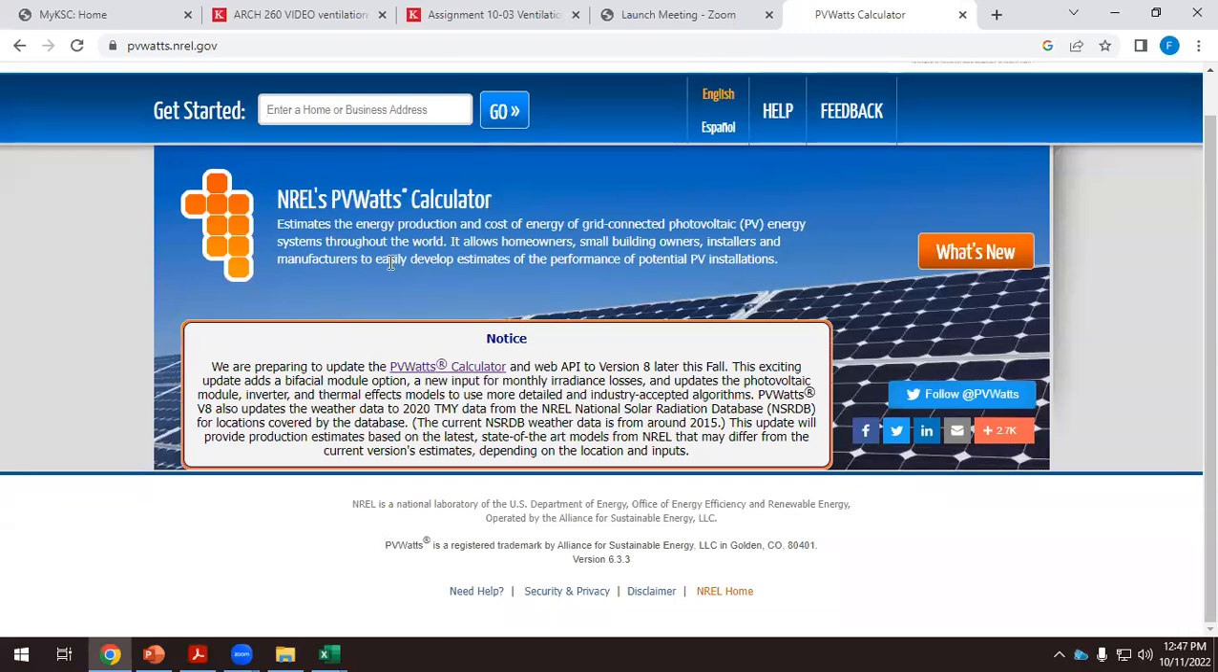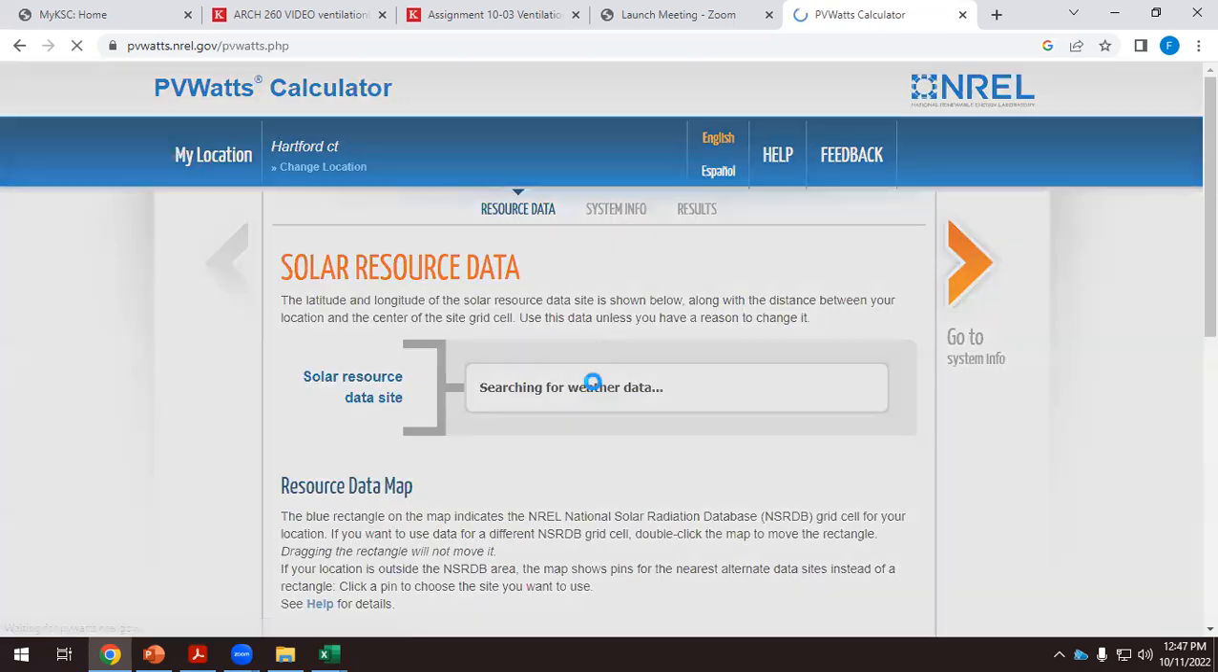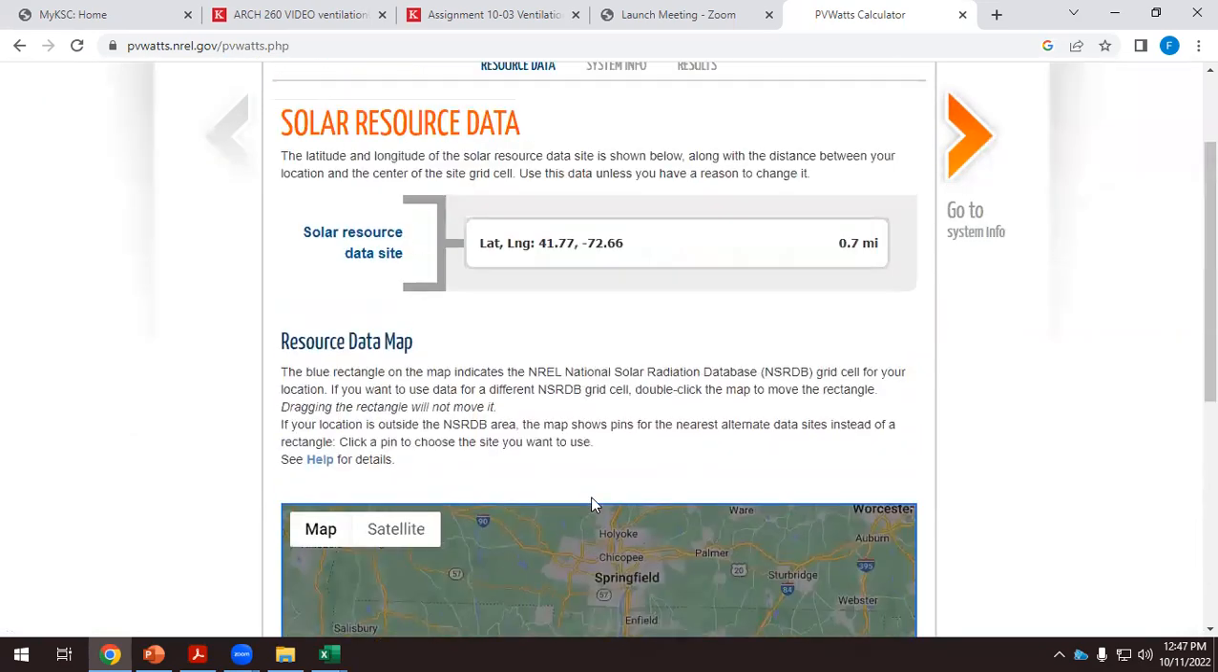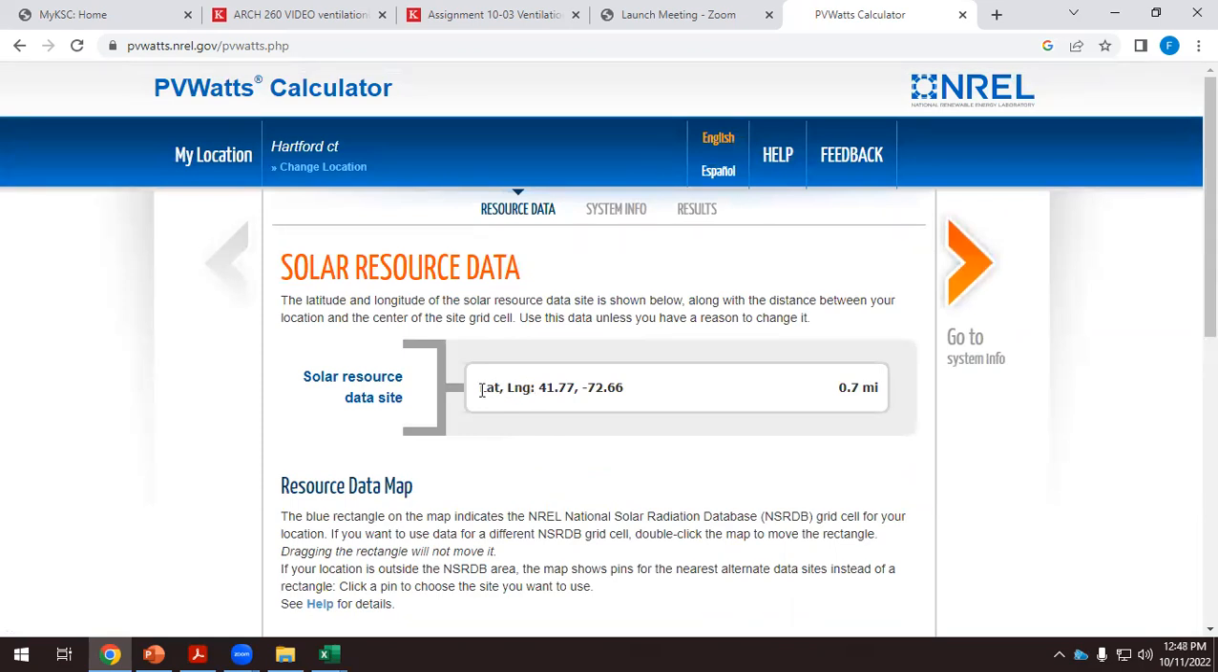First, to get started, we have to type the location. If we are working in Hartford, Connecticut, then you go, and we are here. We are in Hartford, Connecticut. We have a map, and here we have the coordinates. And this is the solar resource data site. That means that within 7 miles, we have a weather station. So the data that we are getting at this specific location comes from a weather station that is 7 miles away from Hartford. So again, we can rely on this.